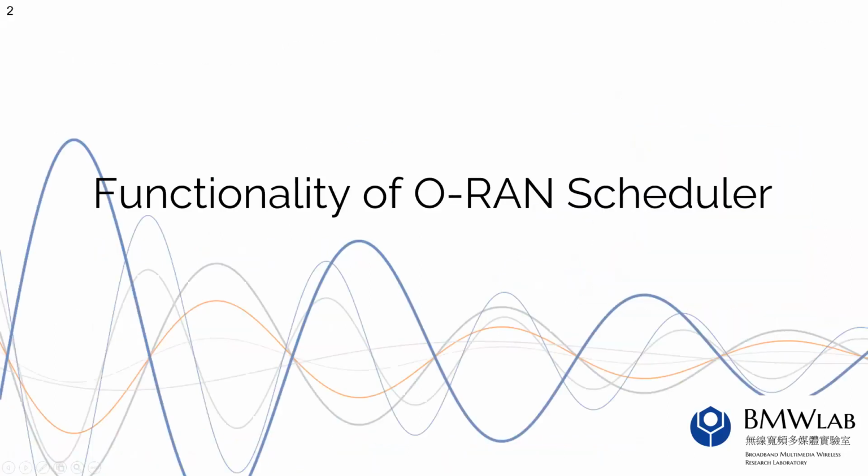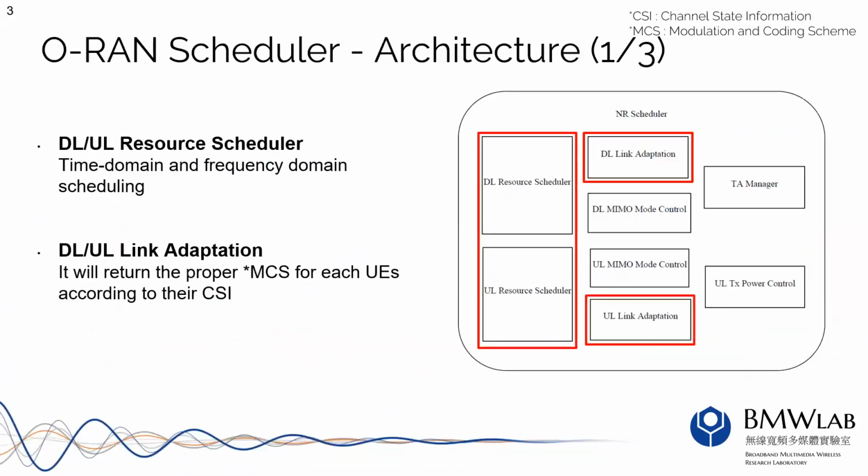So the second part is the functionality of the Orange scheduler. As this figure shows, you can see there are 8 submodules in the Orange scheduler. Then I will introduce them one by one. The first one is the resource scheduler.